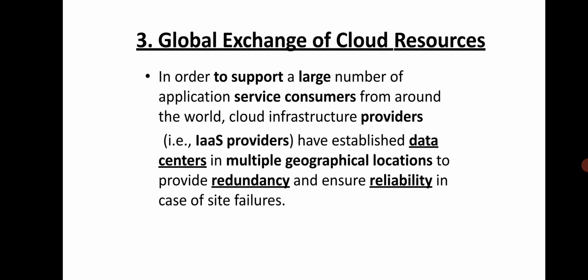And the third thing is global exchange of cloud resources. In order to supply a large number of application service consumers from around the world, cloud infrastructure providers have established data centers in multiple geographical locations to provide redundancy and ensure reliability in case of site failures.